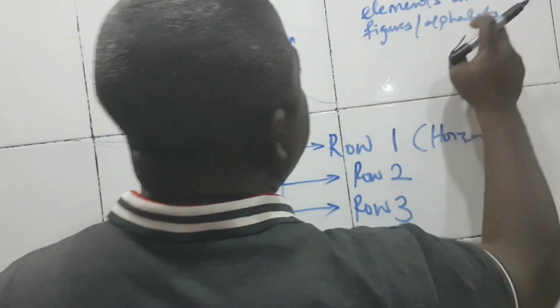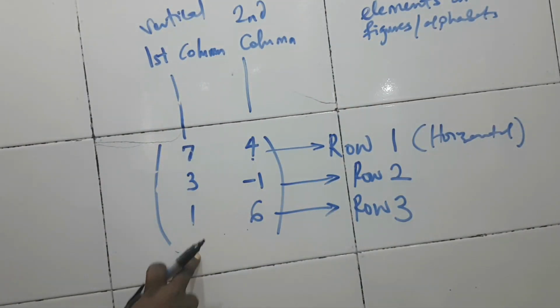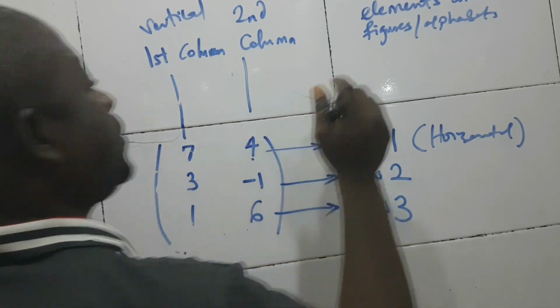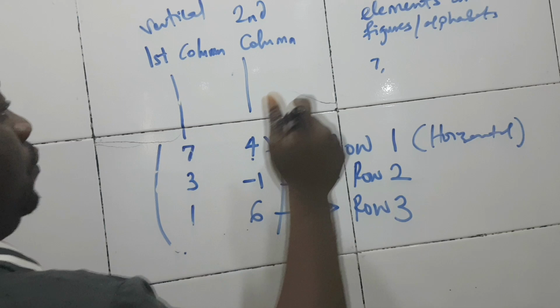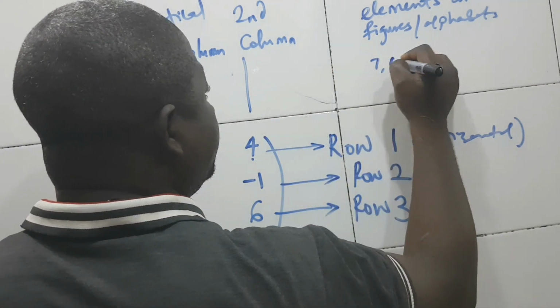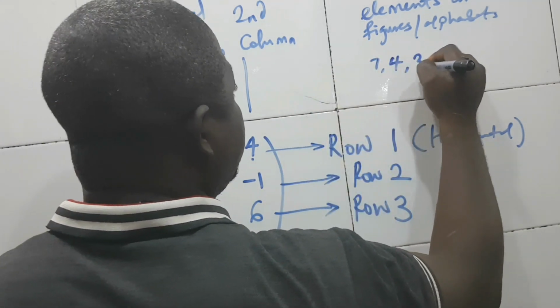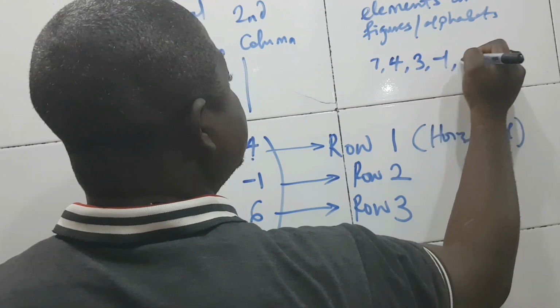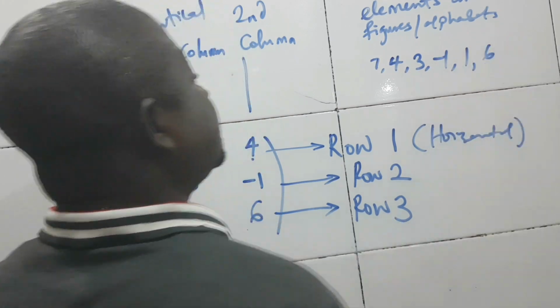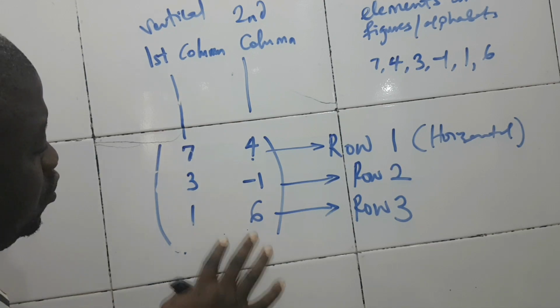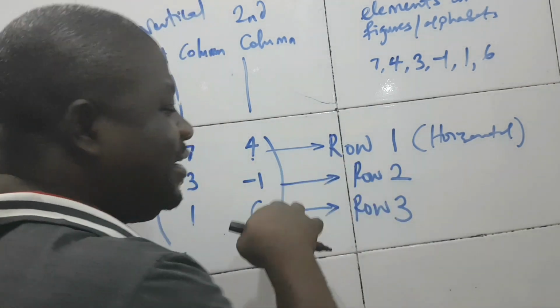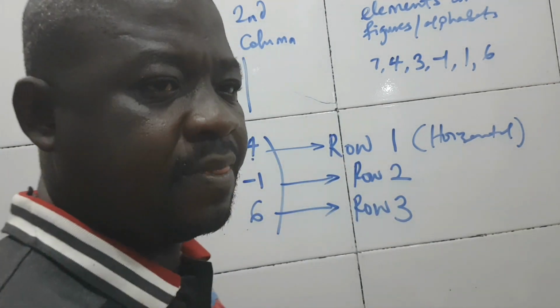Elements. So in this example, the elements include 7, 4, 3, minus 1, 1, and 6. Those are the elements in this matrix.